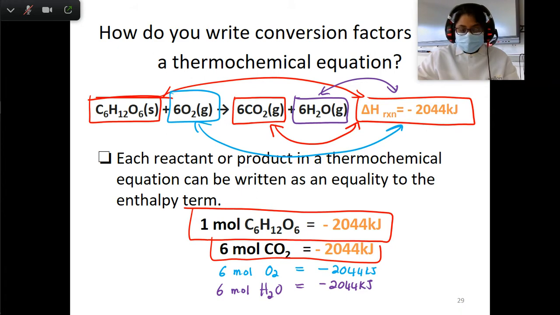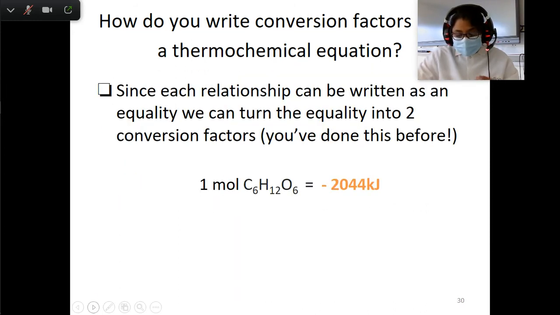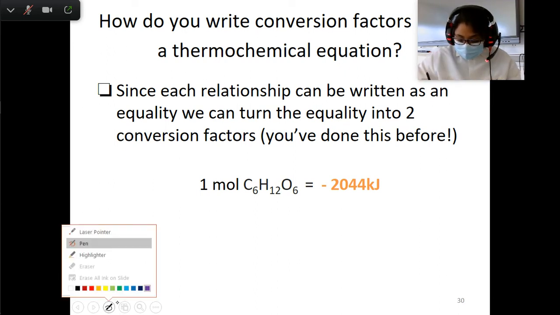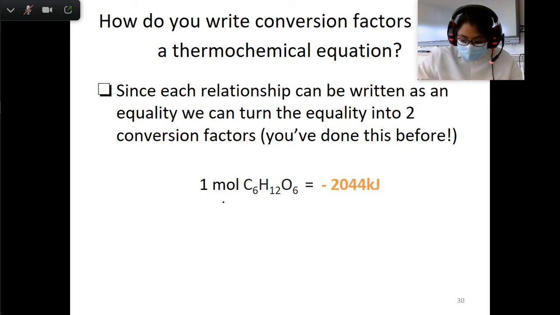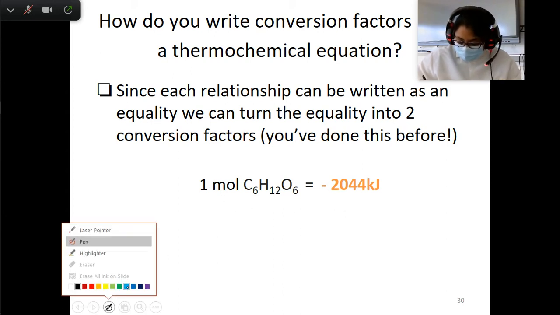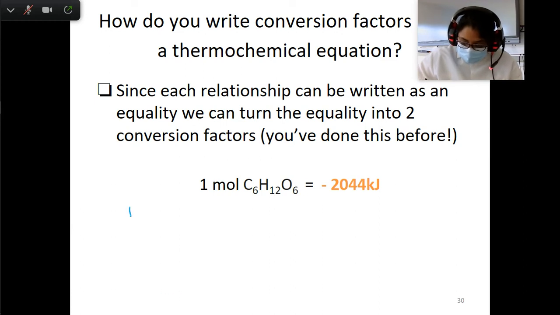Now, remember from Unit 1, if you have an equality, you can write conversion factors. If you can write conversion factors, you can do dimensional analysis, okay? So here's my equality. Quick review on how to write conversion factors. Remember, you can write 2 of them. And what you do is you switch, right? I don't want to put 1 and 2 there because it seems like I'm labeling those things. Here's how you write conversion factors.